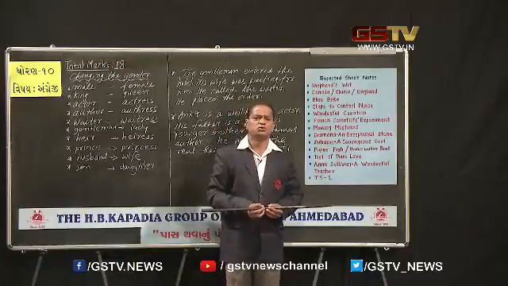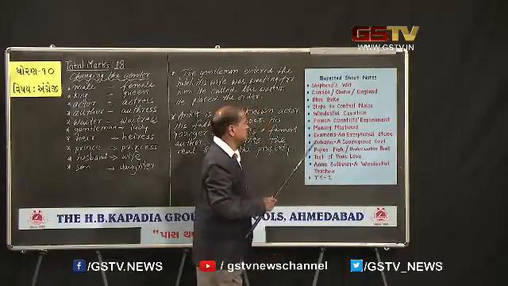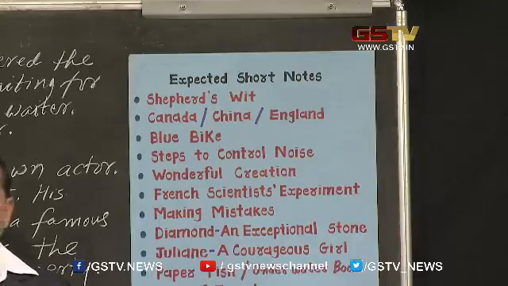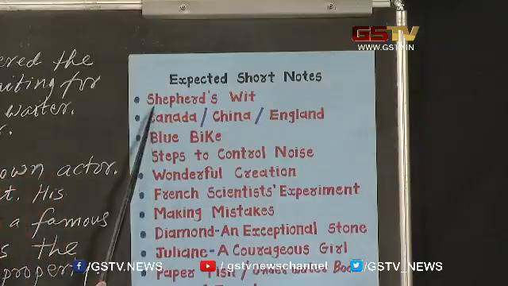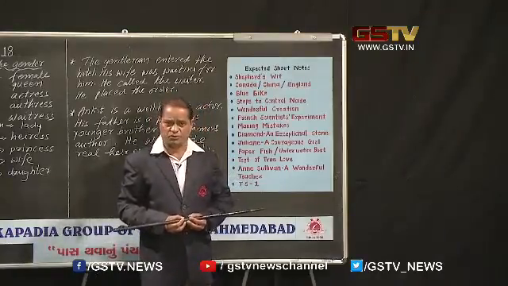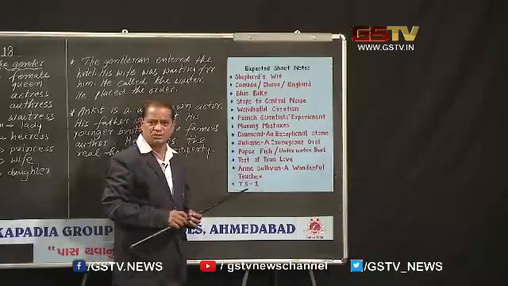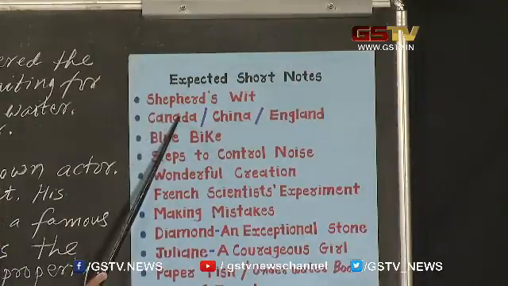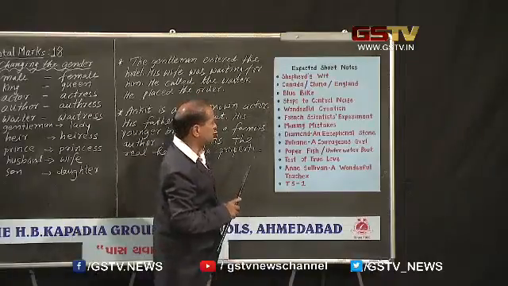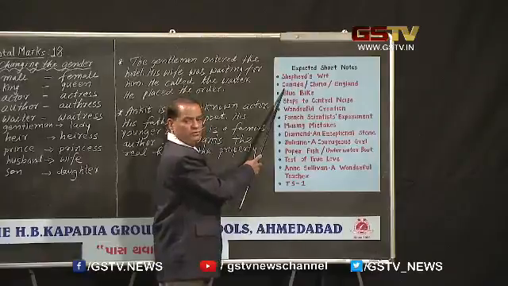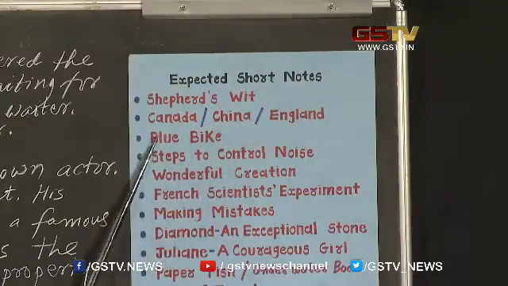After that, I would like to move to a very, very important question, that is of short notes. There are 15 lessons in our textbook, and these short notes are asked from the textbook only. So, probably there are 40-45 short notes, but we do not have to read all those short notes. All these short notes are the heart of each and every lesson. So, I have selected the most important short notes for you: from lesson number 2, Shepherd's Wheat; from lesson number 3, Canada, China, England. From lesson number 3, probably one short note is asked.